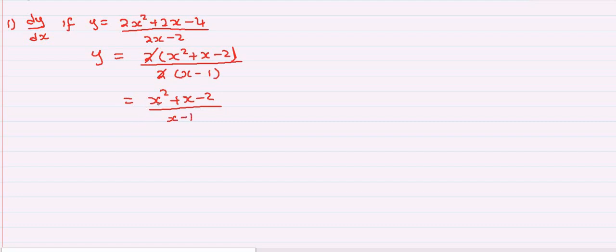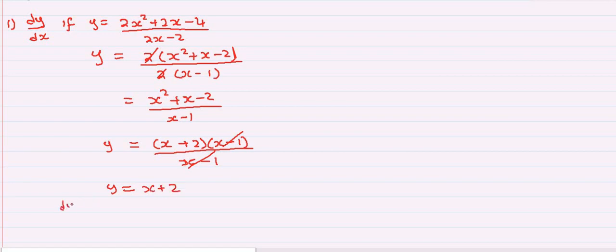Then we see on the numerator we have a quadratic function which we can simplify by factorizing. We'll have x plus 2 into x minus 1 all divided by x minus 1. This is still y. Therefore, y will be equal to x plus 2 times x minus 1, cancel out x minus 1, and we'll be left with x plus 2.